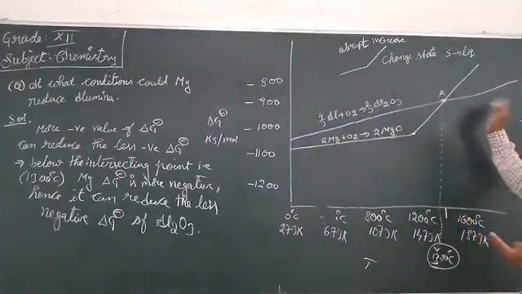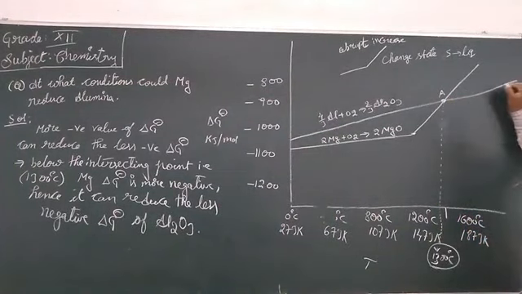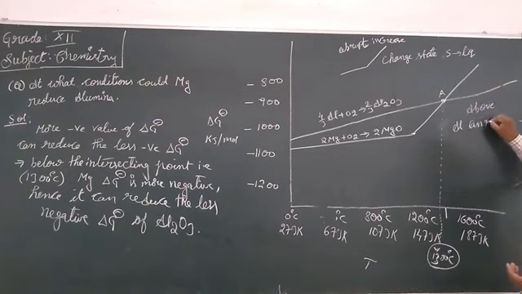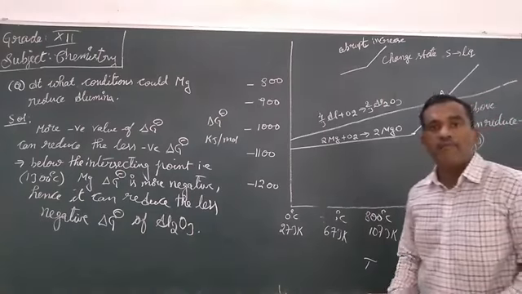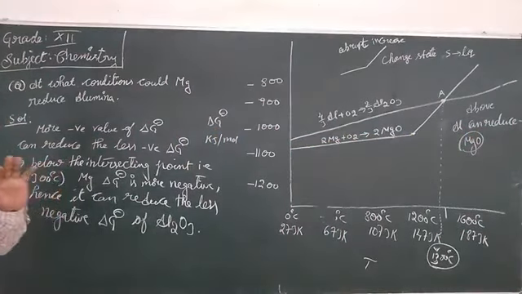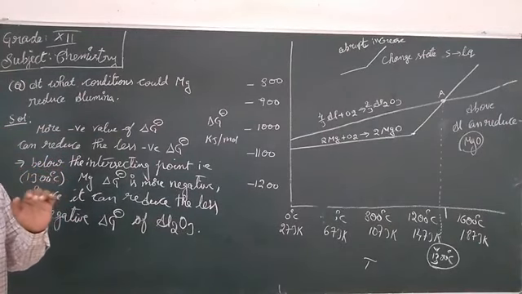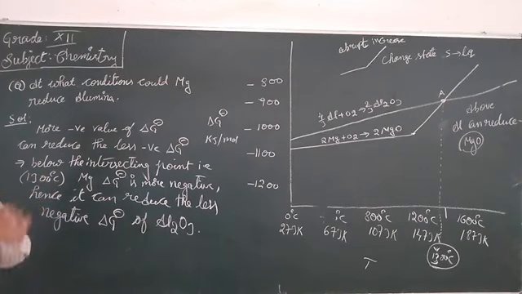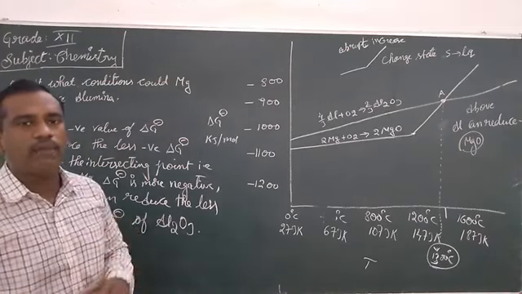But above the intersecting line, alumina became lower and magnesium became higher. Means above the intersecting point, aluminium can reduce MgO. This is a very important question that we must not forget. The reduction differences depend upon their negative Gibbs free energy values. So these are the two main reductions that we have learned in the Ellingham diagram.